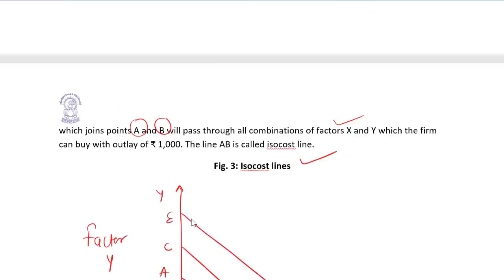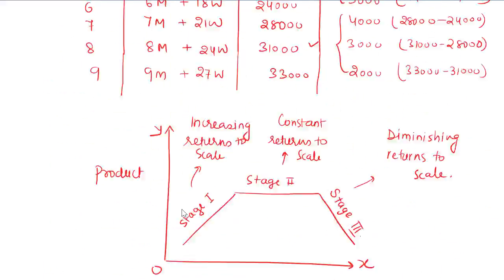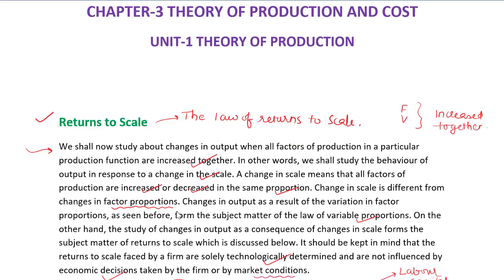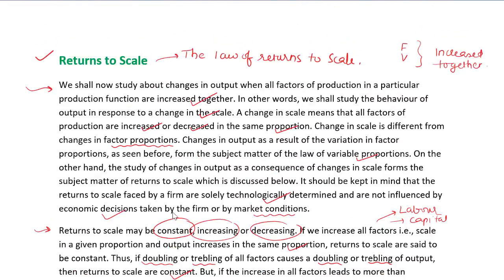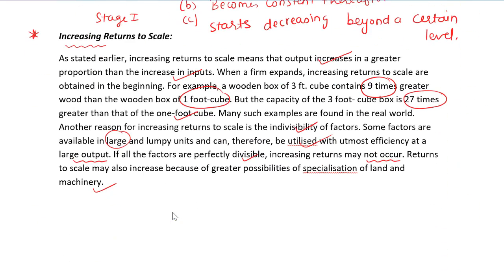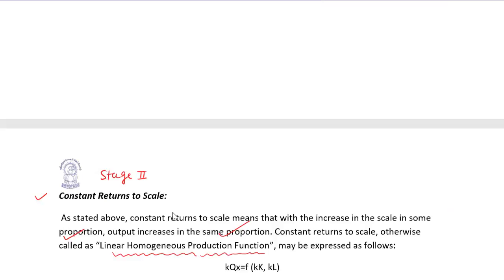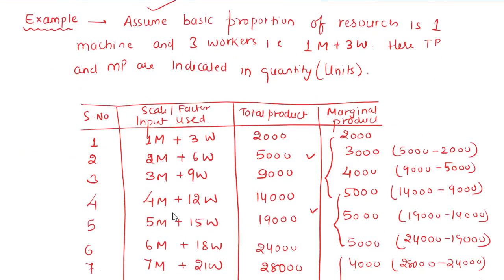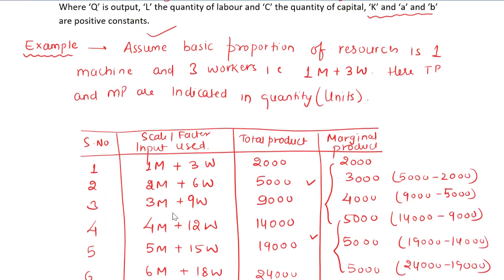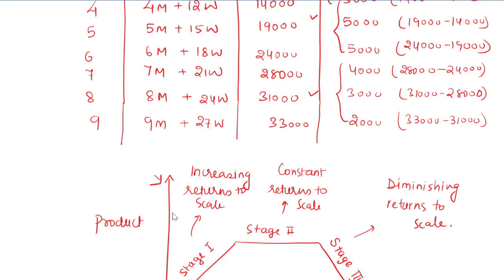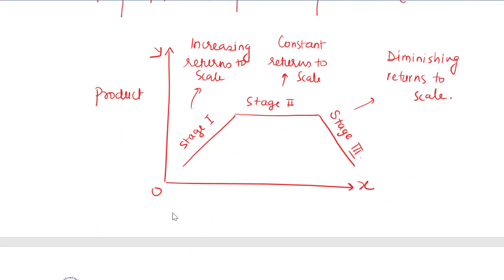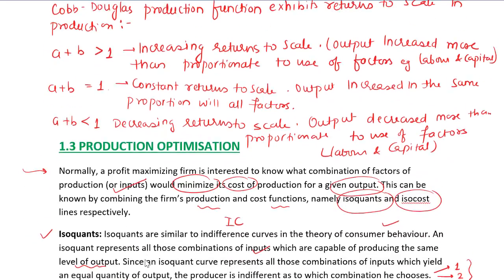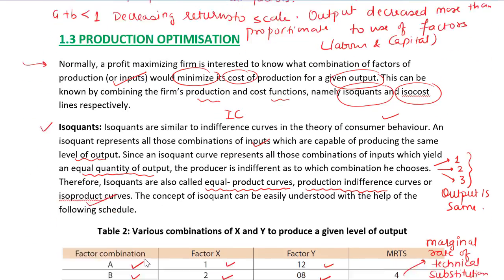Students, we have completed this unit, that is chapter 3 unit 1, and in today's class it was lecture number 6. Let's take a quick recap. We have seen returns to scale, in three stages: increasing returns to scale, then constant returns to scale, and then decreasing returns to scale. We understood this by an example which is on your screen right now. We did the graphical presentation of returns to scale. We have seen the Cobb-Douglas production function in detail, and then at last we moved to the production optimization part.